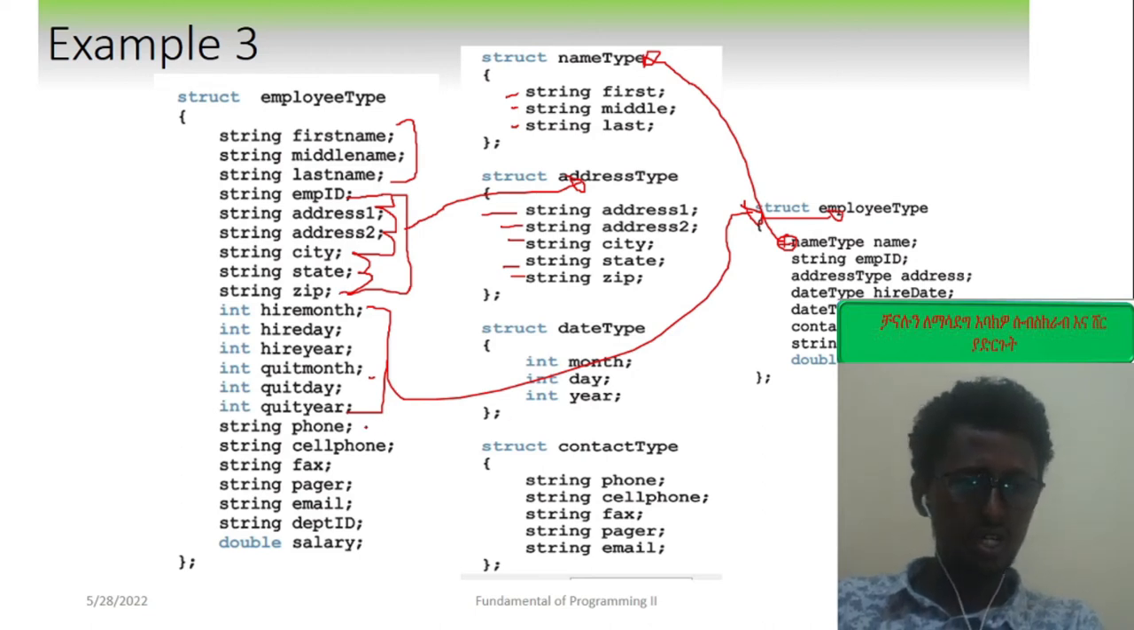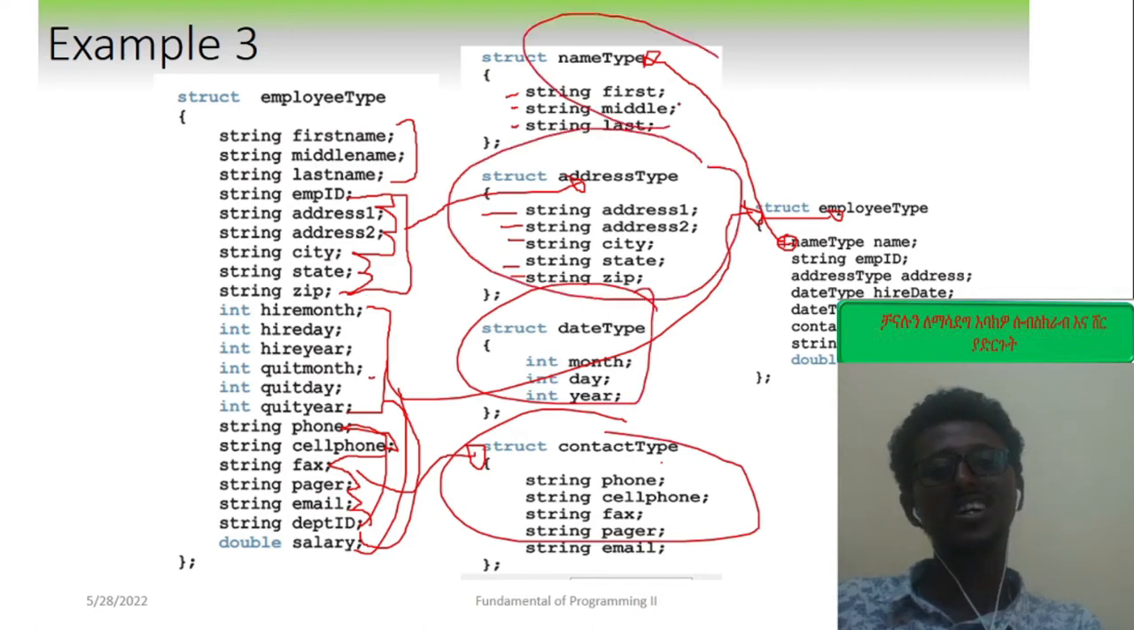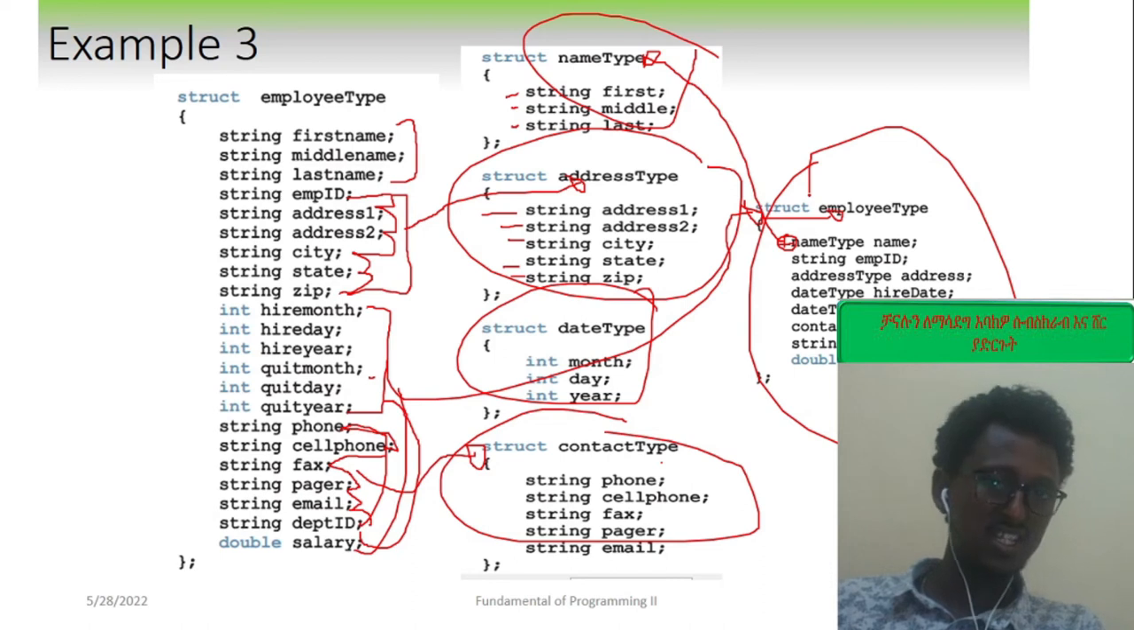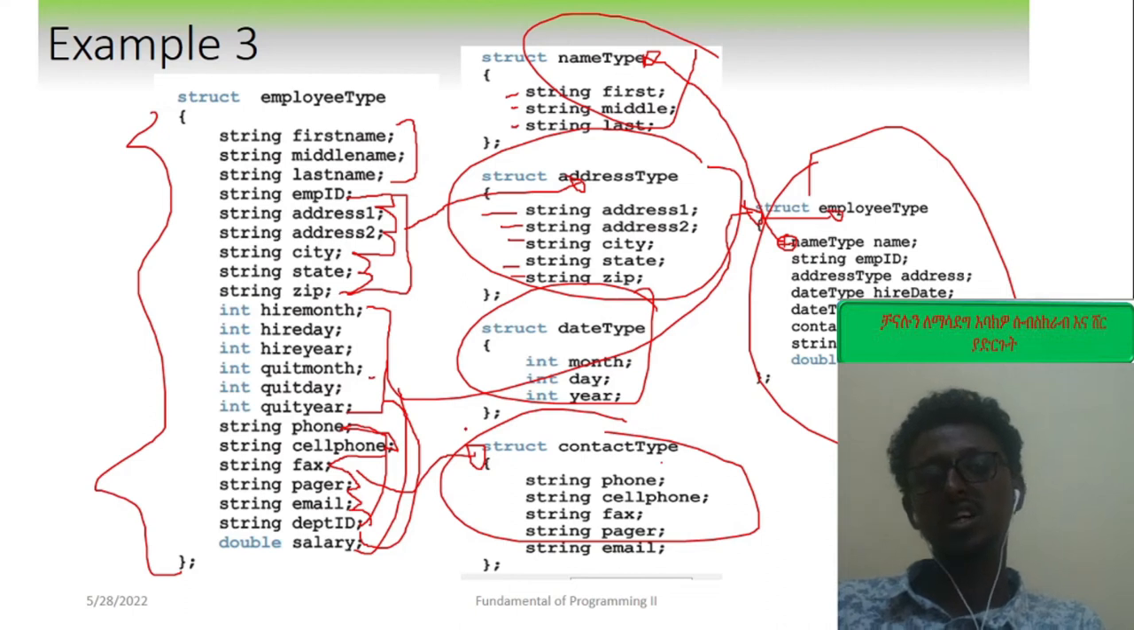And also salary is included here, and the remaining one, contact information: phone, cell phone, fax, pager, email, and department ID are also included here. These attributes are grouped as the contact type structure. So one, two, three, four, and five structures are created under this one structure. This is how we convert the simple structure to nested structures.